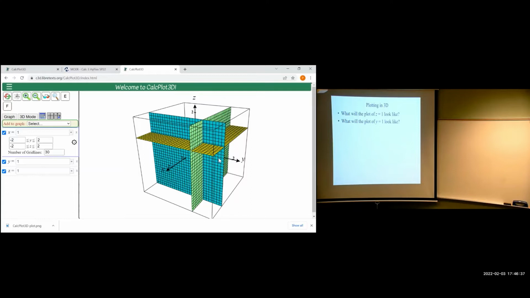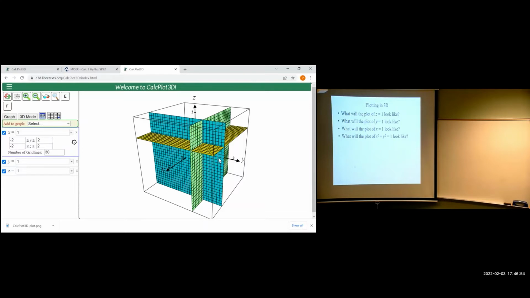All right. Now we're not going to hit everything that CalcPlot3D can do today. I just want to give you enough to do what we're going to look at today. When we get into more interesting stuff, we'll revisit CalcPlot3D. But I want to show you a few things that are pretty cool.